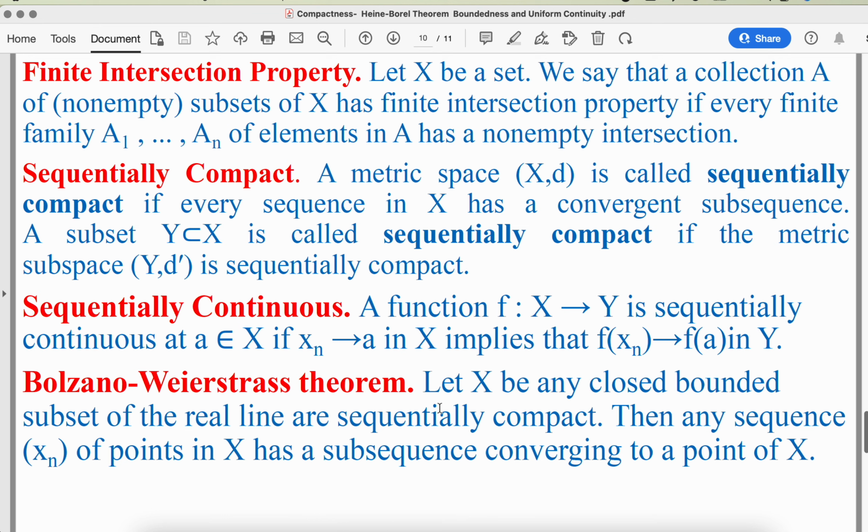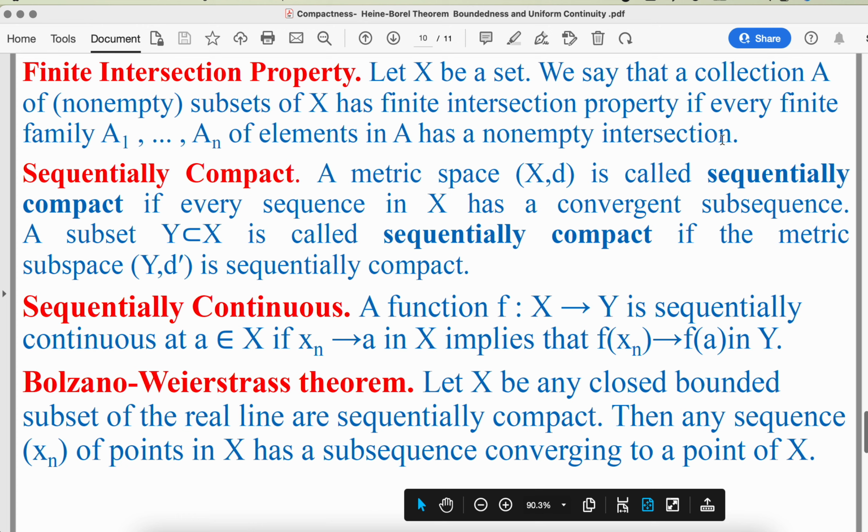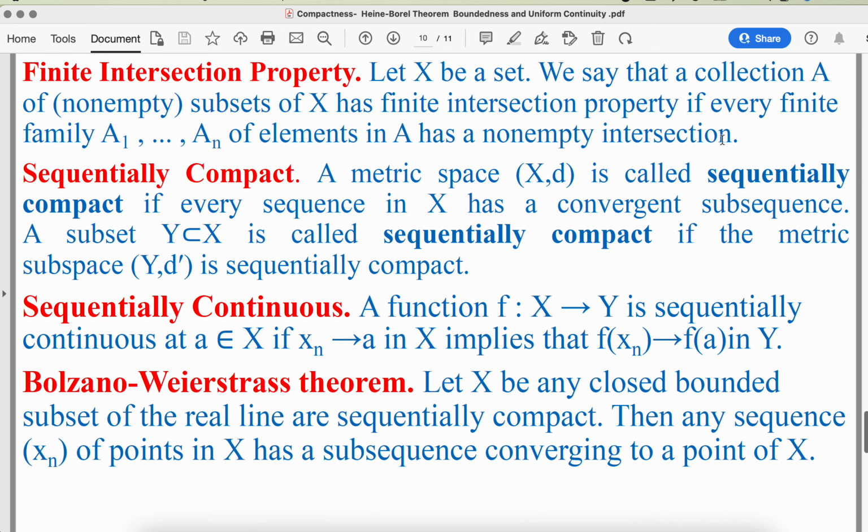So now what is the finite intersection property? Let X be a set. We say that a collection A of non-empty subsets of X has the finite intersection property if every finite family A1, A2, ..., An of elements in A has non-empty intersection. Now sequentially compact. A metric space (X, d) is called sequentially compact if every sequence in X has a convergent subsequence. A subset Y of X is called sequentially compact if the metric space (Y, d') is sequentially compact.